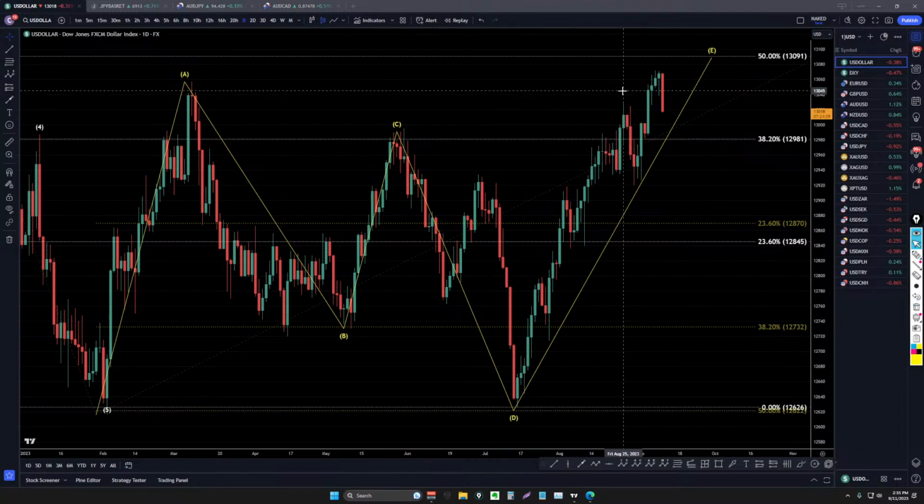So I'm still looking at this move down as a correction to the last move up. Like this move down is probably a correction to this move up. Probably going to go someplace between 38 and 78% of this move up before it does keep going.